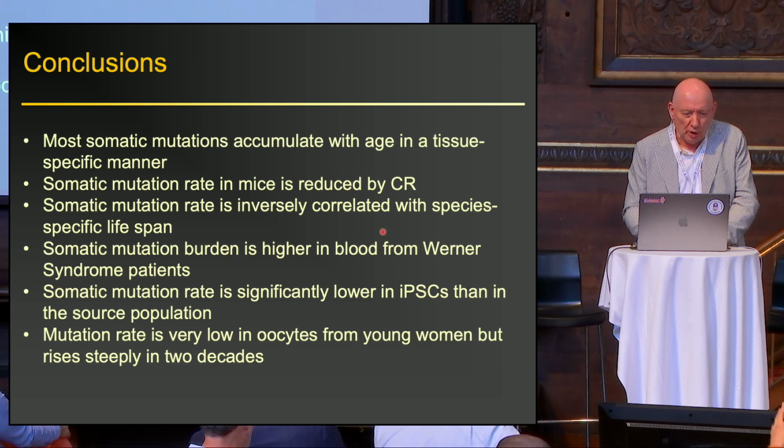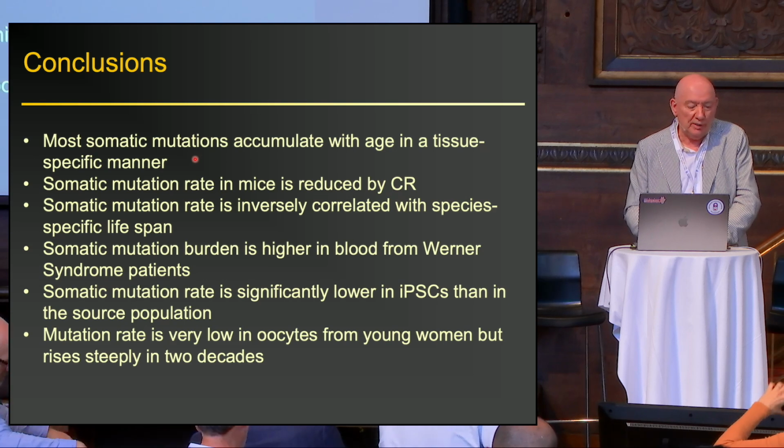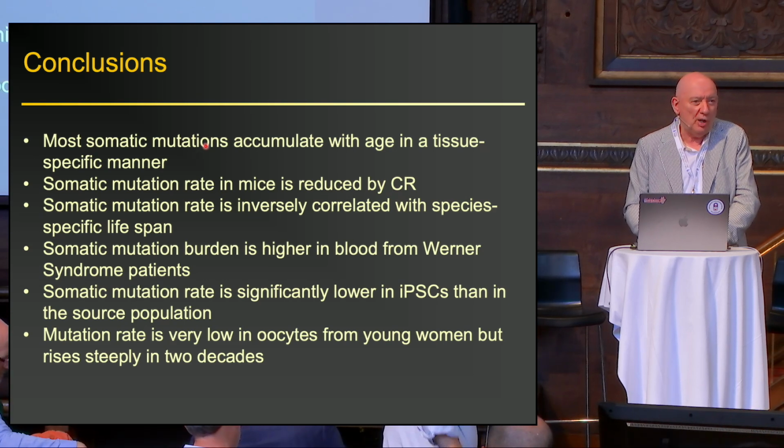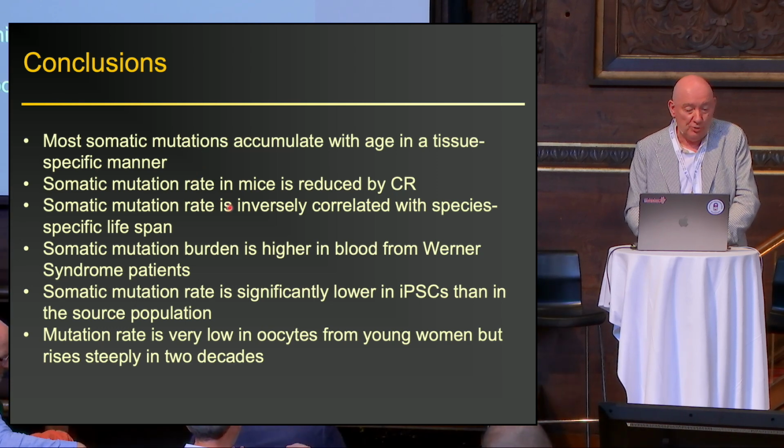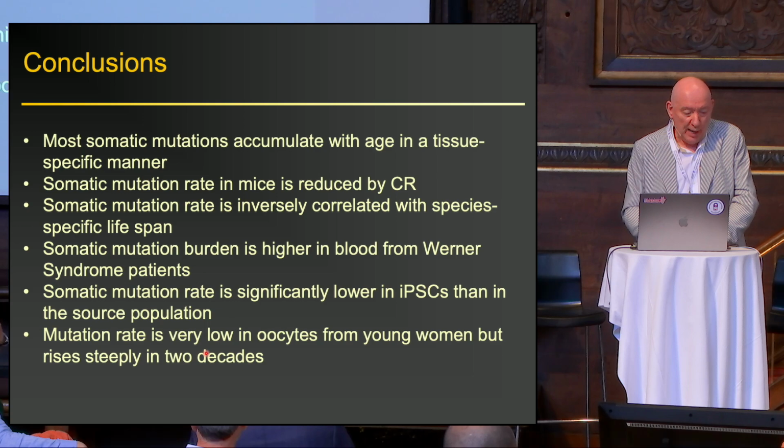So the conclusions are that, yes, somatic mutations do accumulate with age, and they do so in a tissue-specific manner. The question is, of course, what exactly are they doing there? I will come back to that in a minute. Somatic mutation rate in mice is reduced as expected by dietary restriction. It's inversely correlated with species-specific lifespan. It's higher in blood, at least, from Werner syndrome patients; we haven't done any other organs. And it's significantly lower in induced pluripotent stem cells than in the source population. And mutation rate is indeed very low in germ cells.